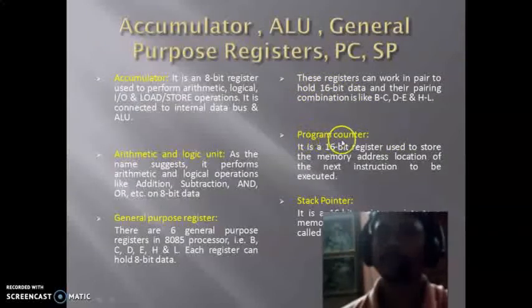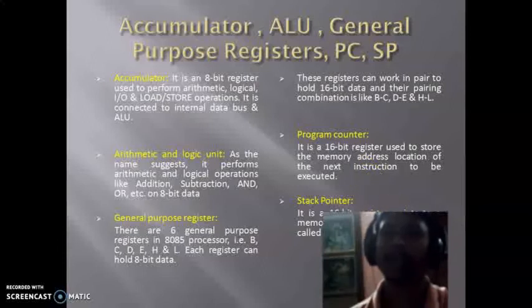Now next is the program counter, which is a very important part of the 8085 microprocessor. By using the program counter, we can basically point out the next address that is to be fetched by the microprocessor. This is basically a 16-bit register that will hold the address of the next instruction to be fetched by the microprocessor. So basically, by using this program counter, the program sequence can be maintained.